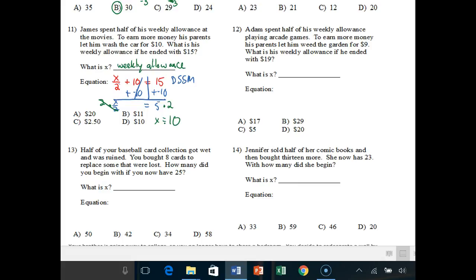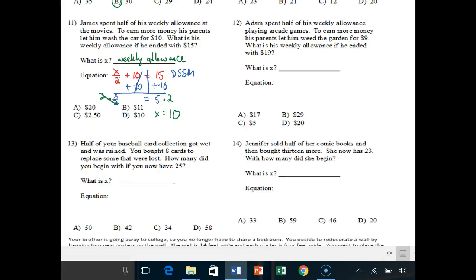And let's think about that. So he gets $10. He spends half of it, so that means there's only 5 left, and then he gets 10 more from his parents for washing the car. $15. 10 plus 5 is 15. We know we have it right. Pause it and try number 12.